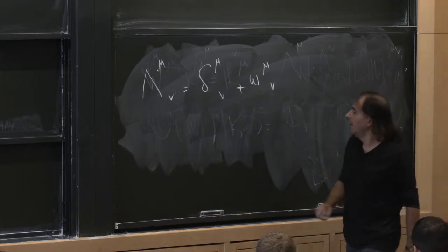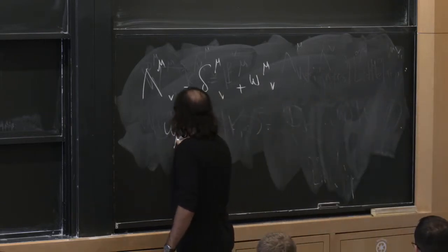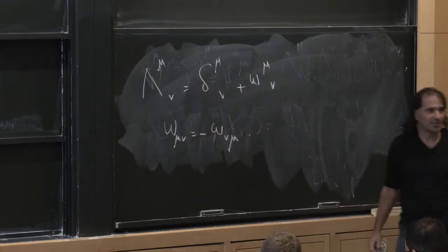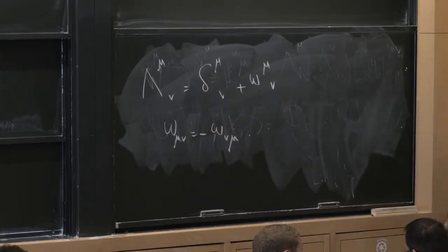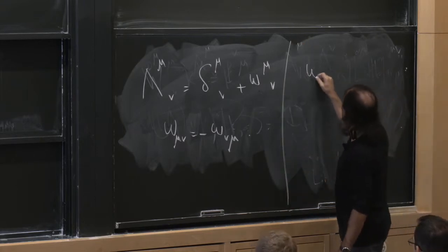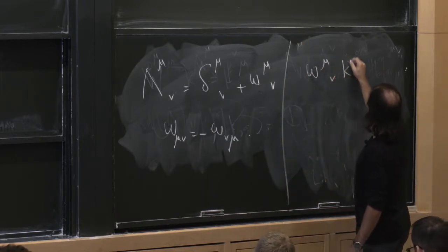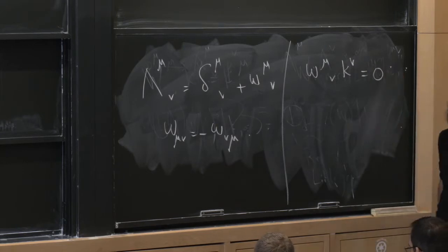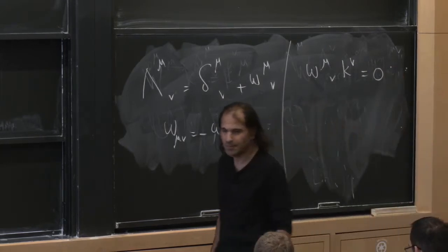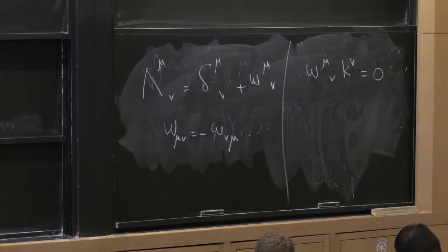And I have to have that omega mu nu with downstairs indices is antisymmetric. So that's what it means for it to be a Lorentz transformation. Okay? So now I'm looking for some omega mu nu that annihilates k mu. So I'm looking for infinitesimal Lorentz transformations that annihilate k mu. And now let's ask what those are.